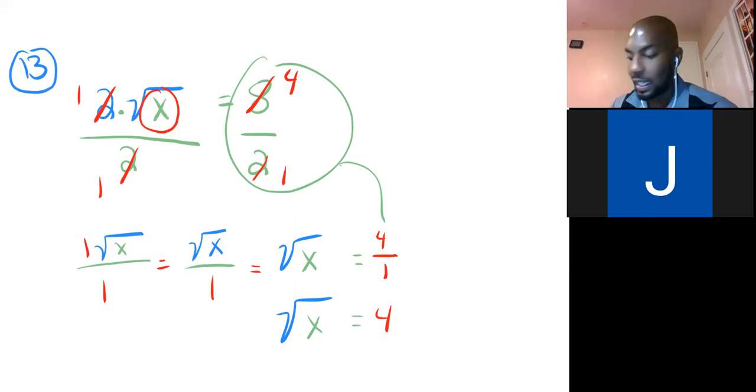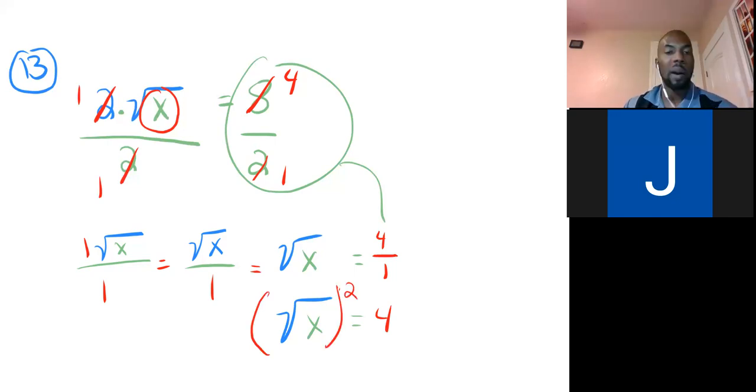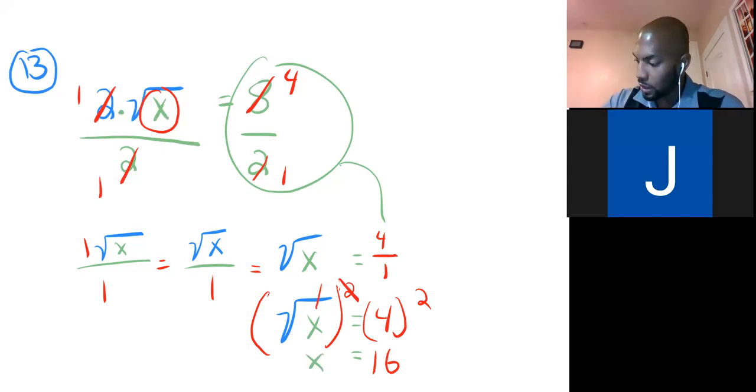Well, now I need to get rid of the radical symbol, and I know I can do that by squaring it. They're opposites of each other. They're inverses, squaring and radicals. What I do to one side, I must do to the other. So I end up with 4 squared, which is 4 times 4, and that is 16. And these two cancel each other out, so that leaves me with x equals 16. Now all I need to do is prove it.